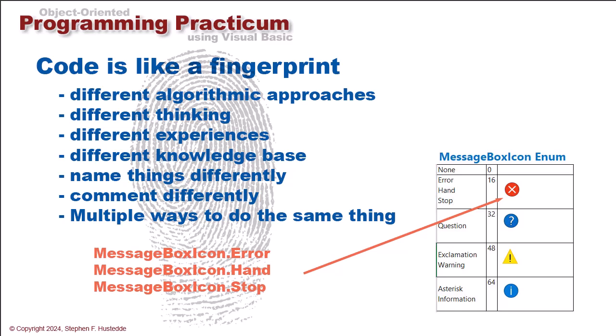We also name things differently, we comment differently, but one of the key things here is there are multiple ways to do the same thing in most computer languages. We've seen that as an example when we created message boxes earlier and we wanted to display the red X icon. We could specify messageboxicon.error, but we could also specify messageboxicon.hand or messageboxicon.stop. All three showed the exact same icon. Same with exclamation, warning, or asterisk and information.